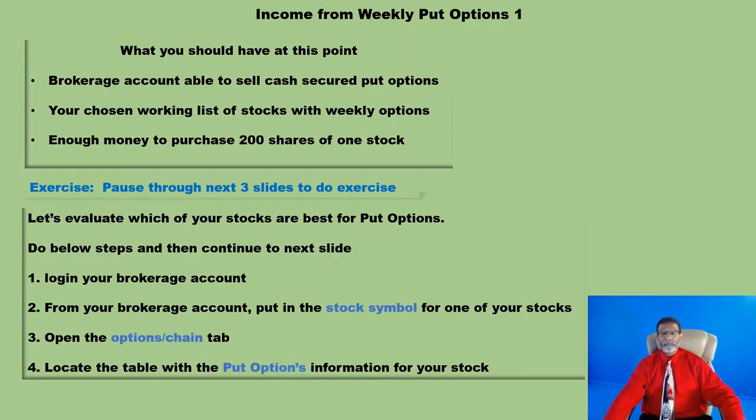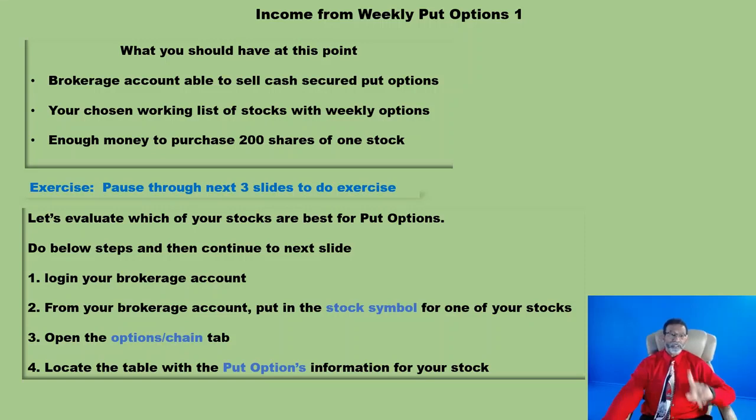All right, we're covering income from weekly put options. So at this point, what should you have? Well, a brokerage account where you can sell cash secured put options. And what do I mean by cash secured put options? The money to buy 100 shares of the stock for each option sitting in your account. So we're not trying to sell put options without having the money. We're decreasing that risk footprint by having the money.